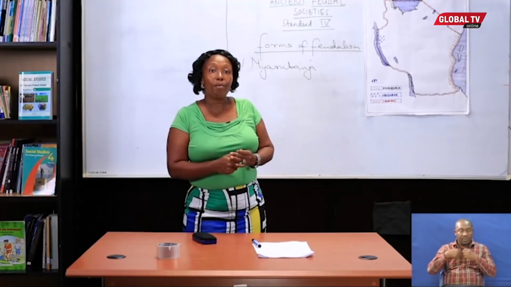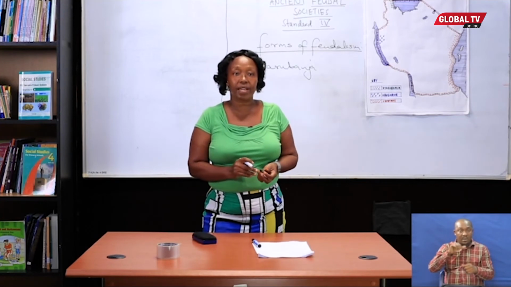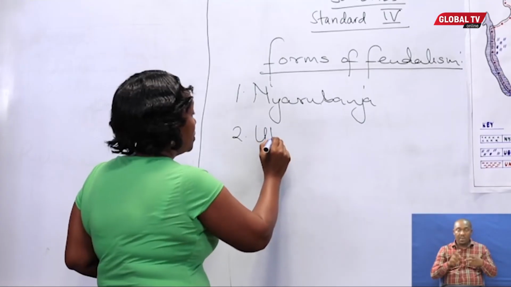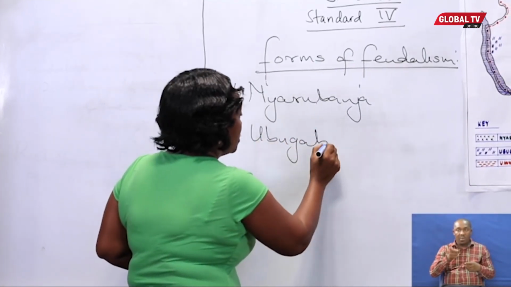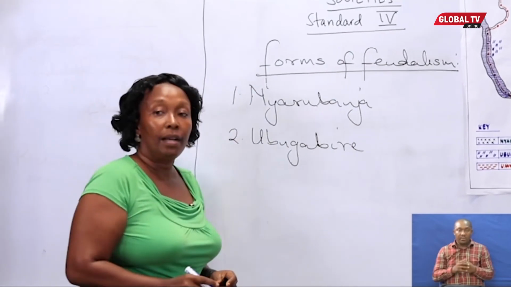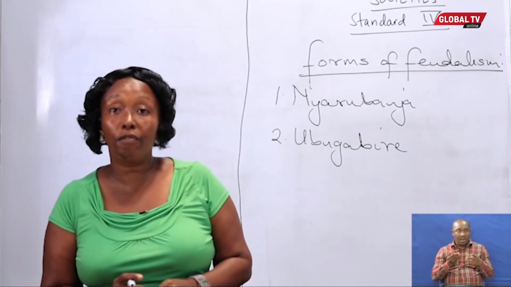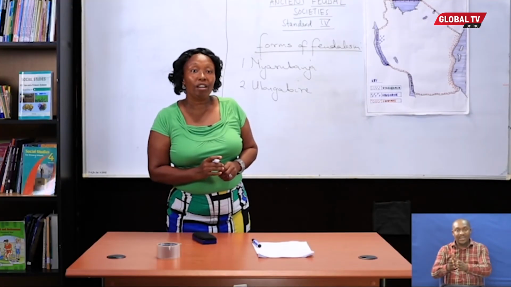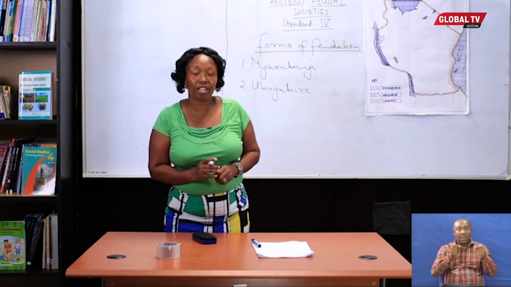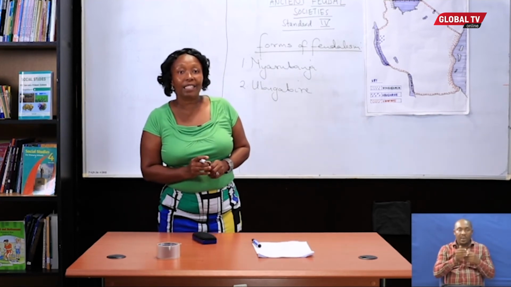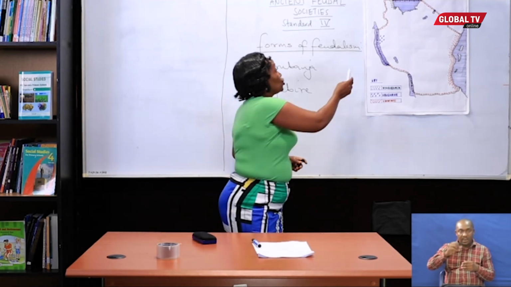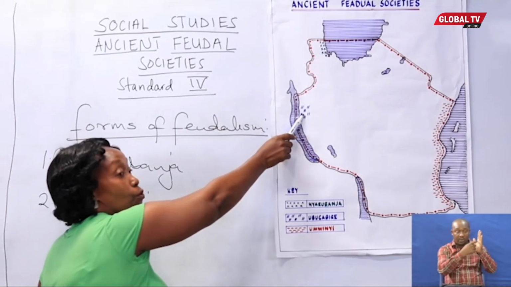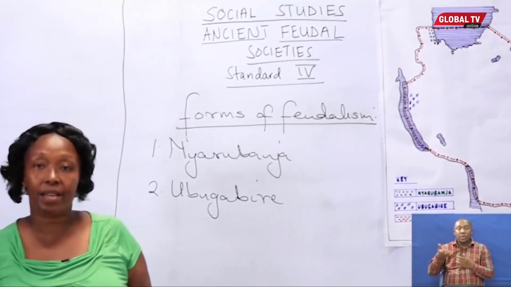The second form is called Ubugabire. This is another form of feudal system which was practiced in Buha region, in Kigoma region, near Lake Tanganyika, as it is shown there on the map. These are the societies which practiced Ubugabire.